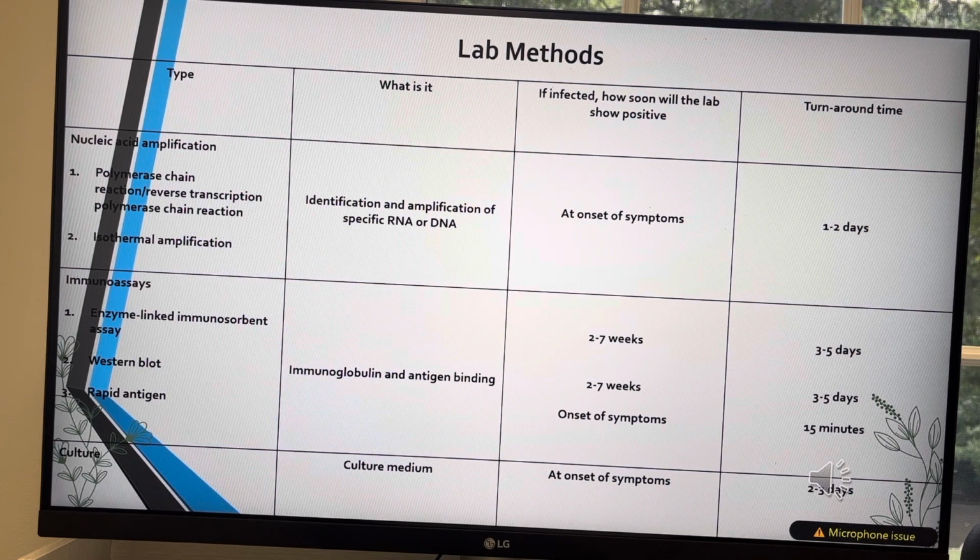Let's go over IgG and IgM real quick. Both are immunoglobulins, and they're produced by B cells. Immunoglobulin M, IgM, is the first antibody to appear in response to the initial exposure to an antigen. It appears within the first week, and then it becomes undetectable weeks to months following that infection.